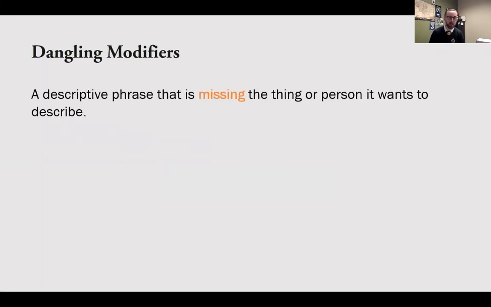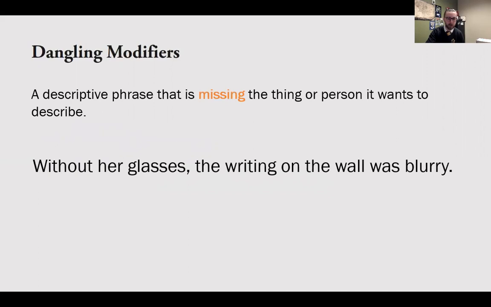So beginning with dangling modifiers, my definition is a dangling modifier is a descriptive phrase that is missing the thing or person it wants to describe. So an example, without her glasses, the writing on the wall was blurry. This is a dangling modifier because that phrase, without her glasses, wants to describe a girl, but there is no girl in the sentence.